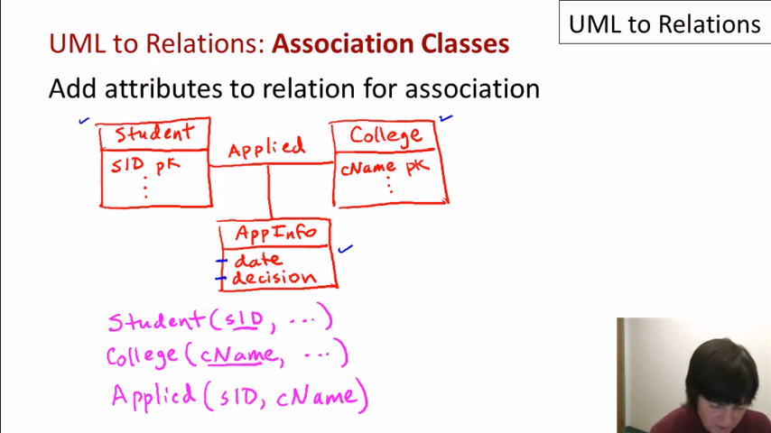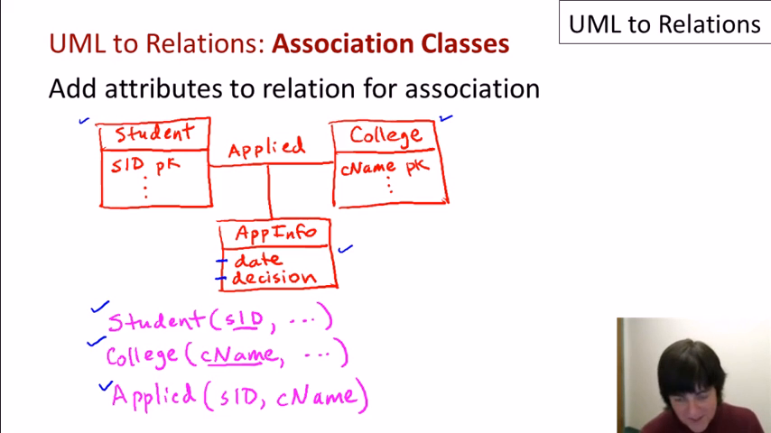So the student class generates the student relation, college generates college, and then the applied association generates a relation that has a key from each side. And by the way, right now, let's say that there's no multiplicities or other information that's going to give us special keys. So in that case, the applied relation doesn't have any keys other than the two attributes together. And furthermore, because we have no special multiplicities, we won't be folding that relation into others, as we showed in the previous example. So now what do we do with our association class?